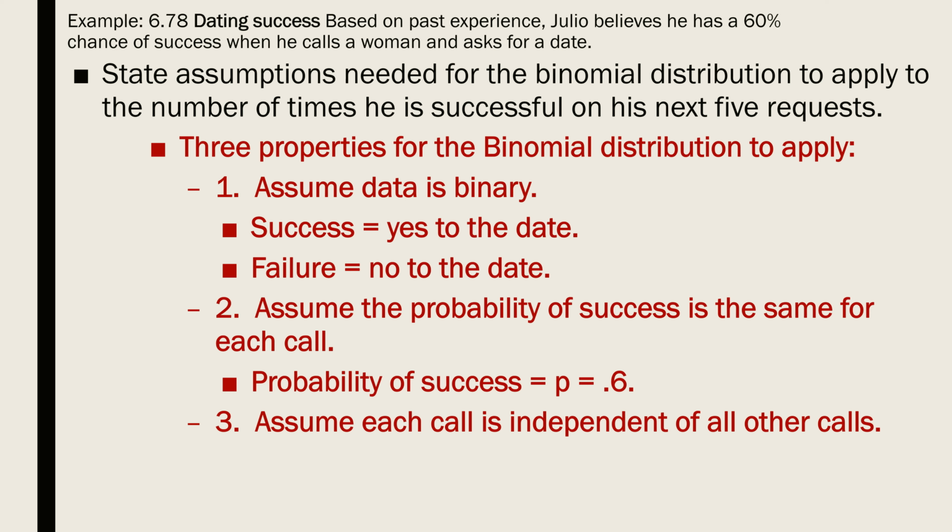Another example from the textbook. You can pause this video and then read the question. First, state assumptions needed for the binomial distribution to apply to the number of times he is successful on his next 5 requests. We need to check all 3 properties for the binomial distribution. First, assume the data is binary. You can either have success or failure, yes to the date or no to the date.